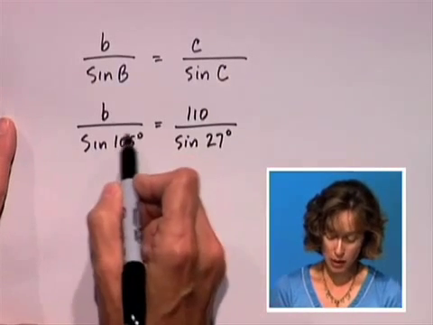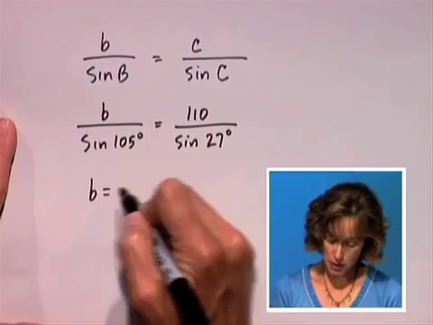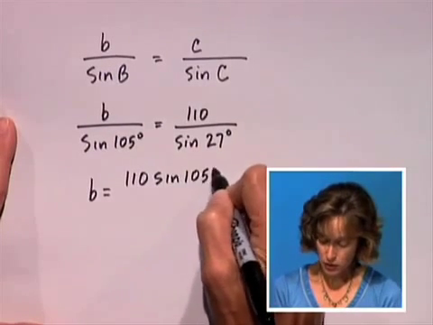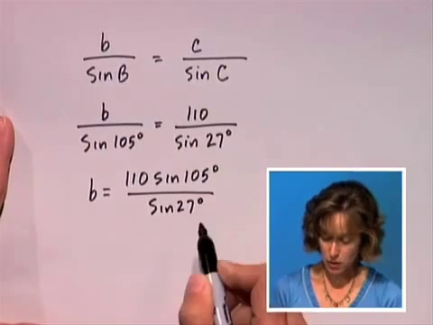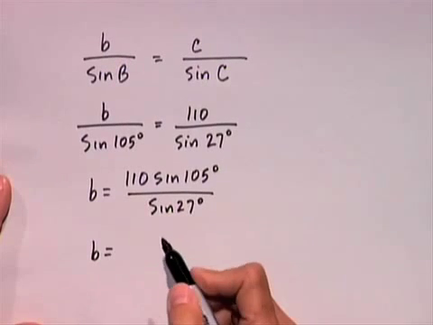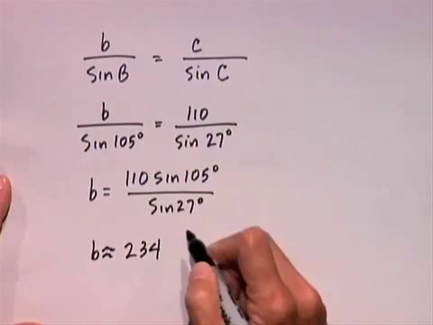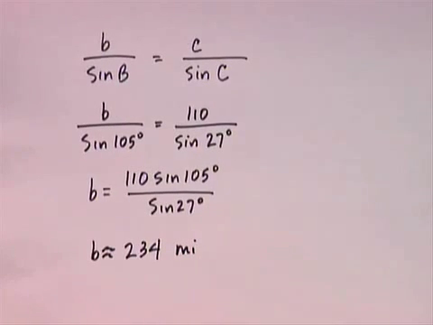To solve for B, I can multiply each side by sine 105. B is going to come out to 110 sine 105 degrees divided by sine 27 degrees. And with the help of a calculator in degree mode, I can see that B is about, not exactly, 234, and my units in this problem are in miles.